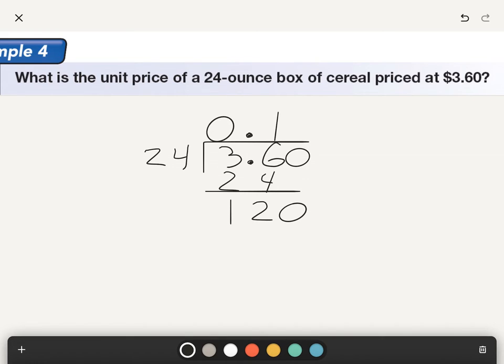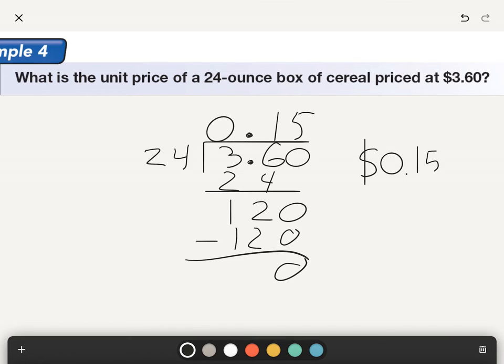And I'll just finish this. So this is mentally mathy because I know 10 times 24 is 240, so I know half of that will get me here. Yes, sir? I just wanted to say, it's a small detail, but you kind of forgot the dollar sign. Oh, I was gonna save that until I actually did my answer. Yeah, but you're correct. So then my answer would be 15 cents per, and I didn't leave myself much space here, ounce.